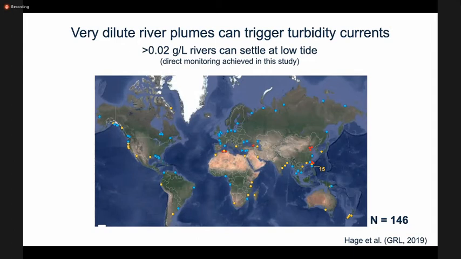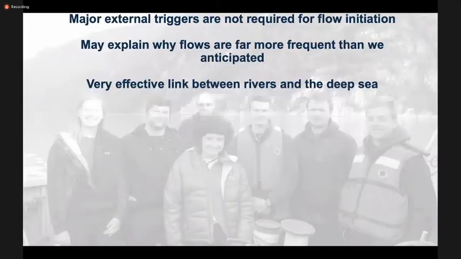And there may be other competing factors, such as strong along slope currents, which may disperse sediments. But this may point to one of the reasons why we see flows at a higher frequency than we ever imagined we would at some of these systems.